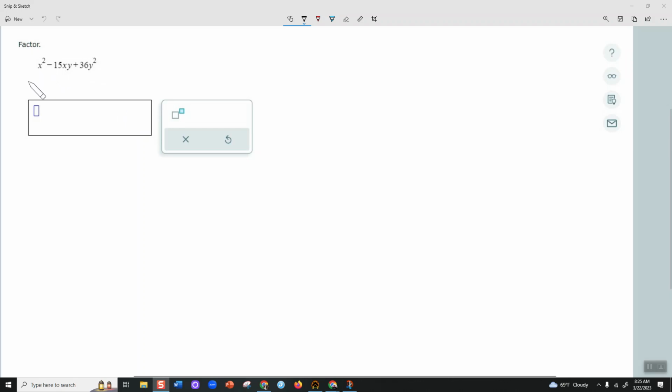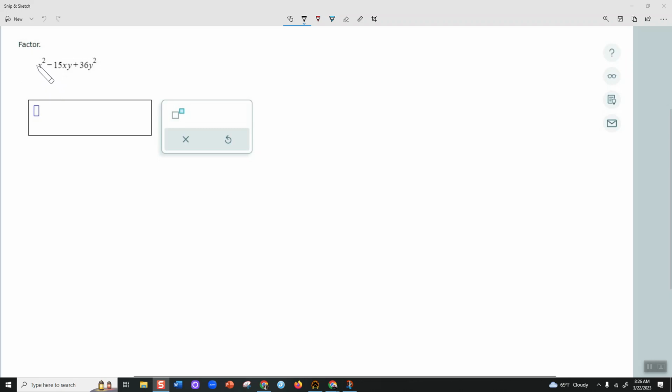Here we are with the factoring trinomials classwork. It's going to be very similar to the factoring by grouping, just more practice with that. I'm going to continue to show the long version. If you know any shortcuts, you're more than welcome to use them.